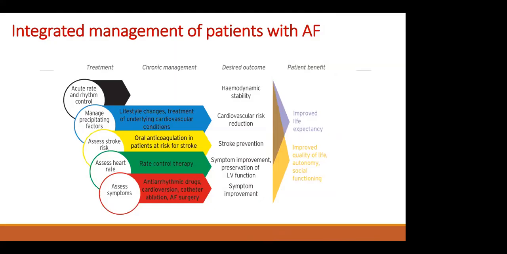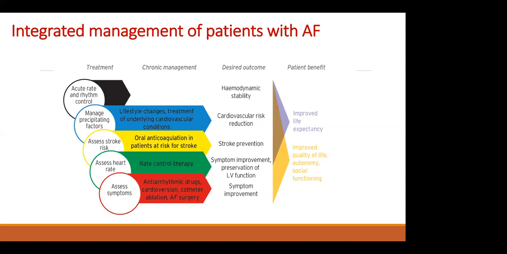Let's move to the management of patients with atrial fibrillation. There are 5 domains which characterize the management of atrial fibrillation. Firstly, if the patient is hemodynamically unstable, with refractory angina or severe symptoms, you should rate or rhythm control this patient acutely to relieve his symptoms and to improve his hemodynamics.